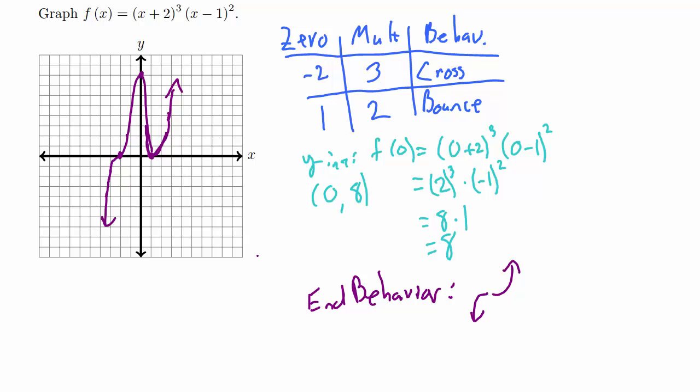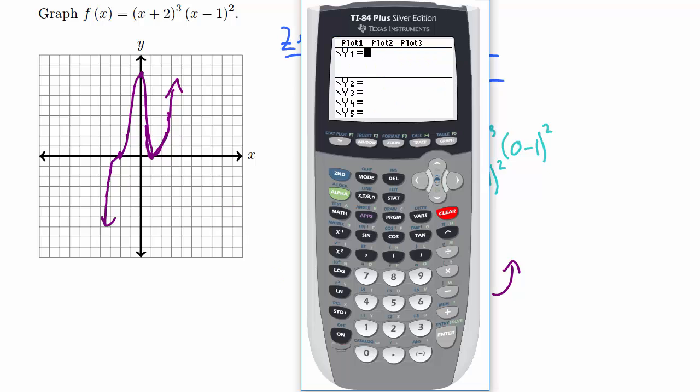There you go. Now, just to show you what it looks like in the calculator, take your calculator and type this in using parentheses: x plus 2, close parentheses, caret 3, make sure you use your right arrow if you need it, parentheses, x minus 1, close parentheses, squared. And then of course press zoom 6, or just press graph if you know it's on the standard window.